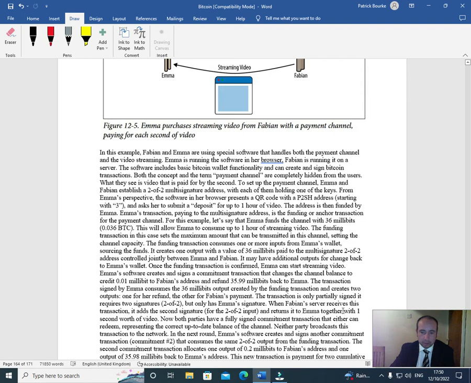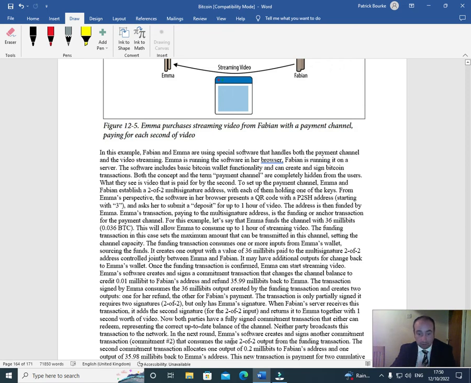When Fabian's server receives this transaction, it adds the second signature for the 2 of 2 input and returns it to Emma together with 1 second worth of video. Now both parties have a fully signed commitment transaction that either can redeem, representing the correct up-to-date balance of the channel. Neither party broadcasts this transaction to the network.